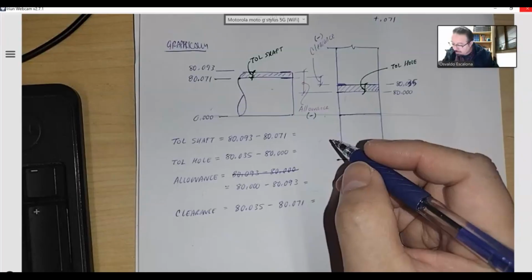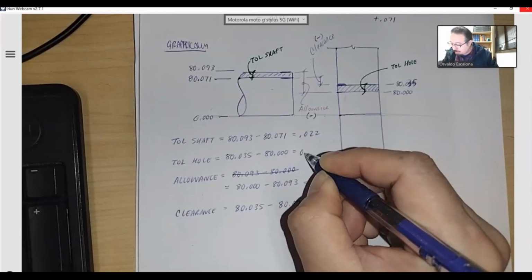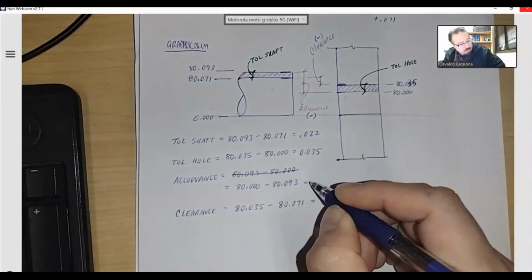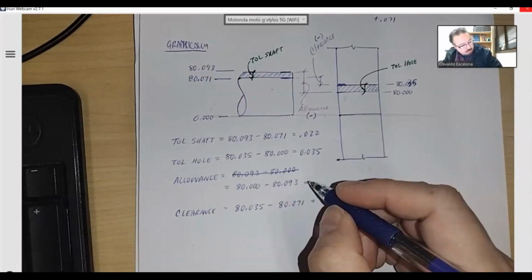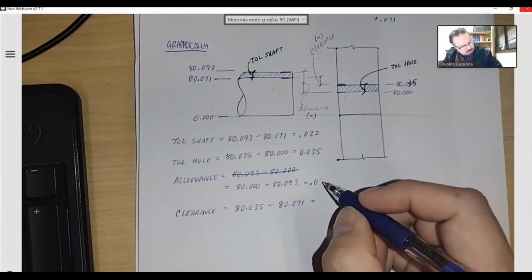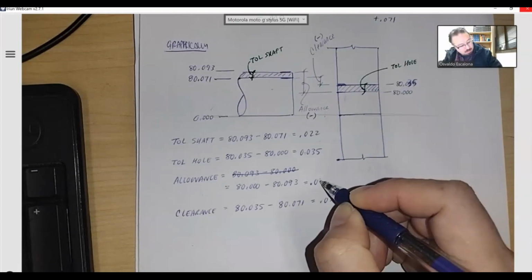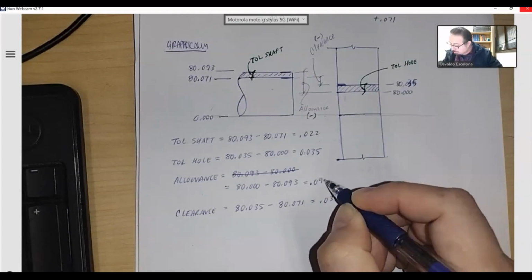Now, let me put the numbers here. For the shaft, I have a tolerance of 0.022. For the hole, I got 0.035. For the allowance, I have 0.036. That one doesn't sound right. The loosest fit should be somewhere here, 0.036, and this one should be 0.093.